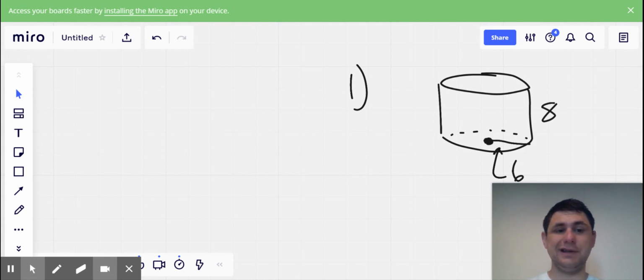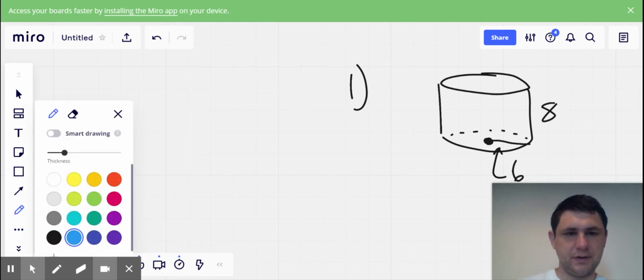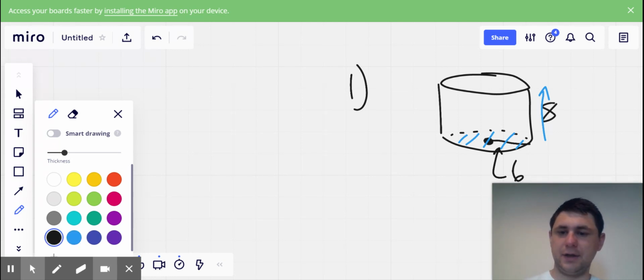The first thing that we need to do is find the area of the circle. Okay, so the circle's like right here. Once we find the area of the circle, we can multiply it by how far up it goes. In this case, that would be 8, but we'll get to that later. We're going to start by finding the area of the circle.